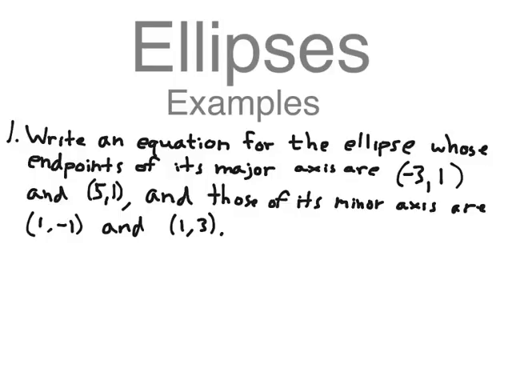These are examples for the lesson on ellipses. For number 1, we're given endpoints of a major and minor axis of an ellipse, and we have to write the equation for the ellipse. So first, let's try to find the center of the ellipse.